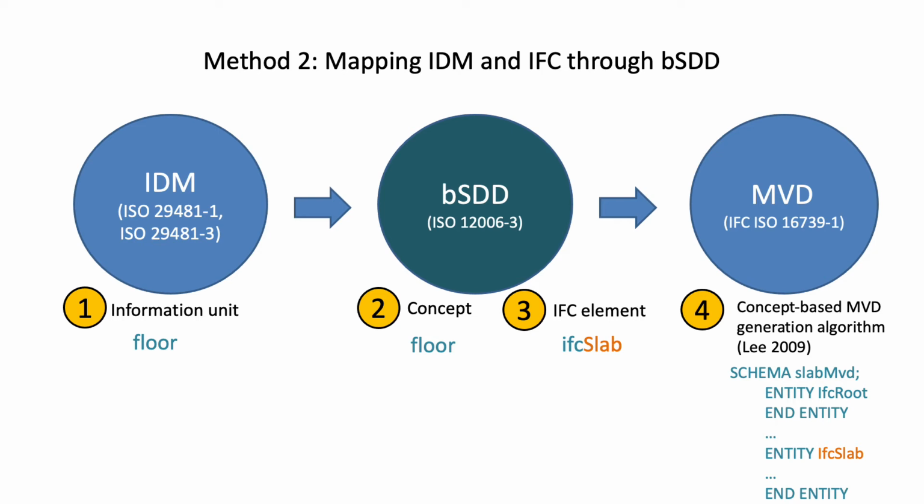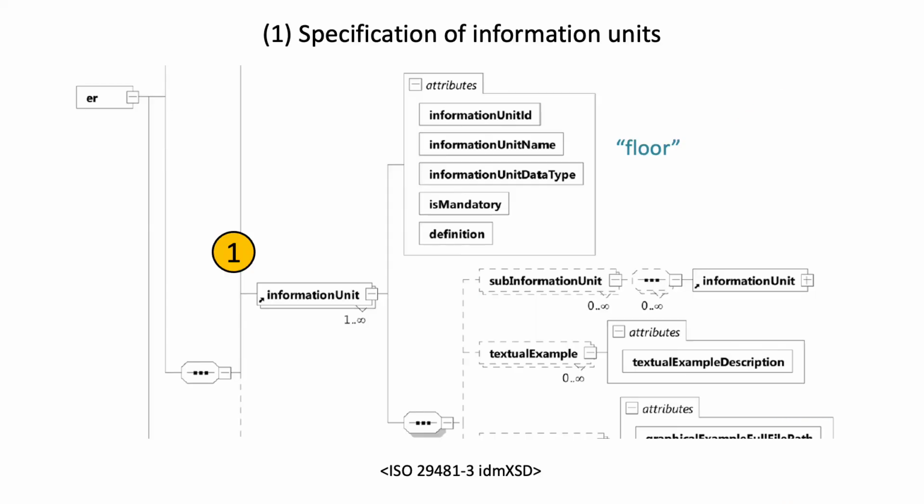MVD schema. The mapping sequence between IDM schema and bSDD is very similar to what we have done with IFC. So the first step is to specify information unit. In this case, instead of using a slab, we used concrete floor as the term to define information unit.